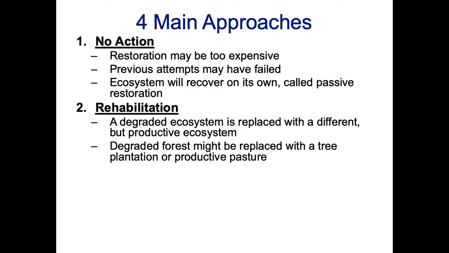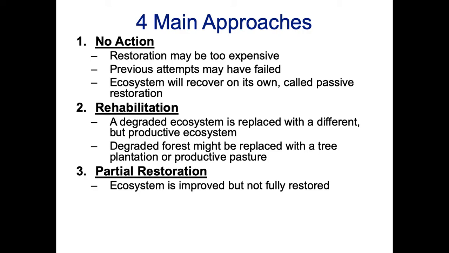The next thing is rehabilitation. A degraded ecosystem is replaced with a different but productive ecosystem. So this isn't true restoration because you're not getting it back to what it was previously. In this case, like a degraded forest might be replaced with a tree plantation or a productive pasture. This might be done if you want to get some use out of the area, but it's just not going to be possible to completely restore it.